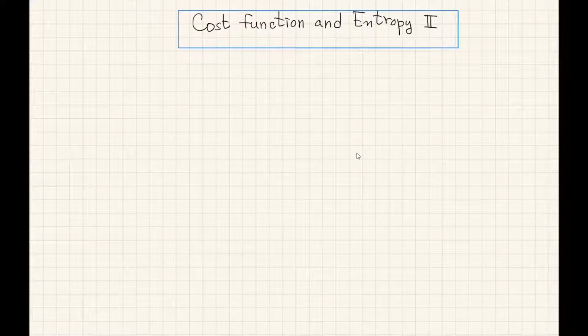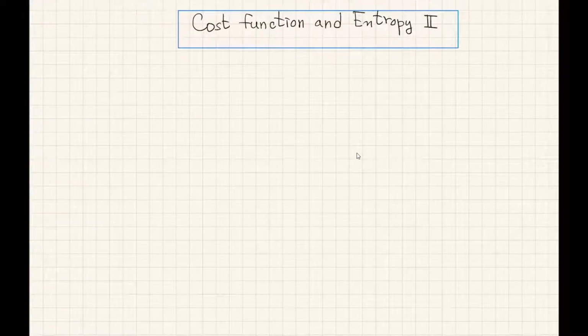Now, today, I'm going to talk about the entropy cost function. Even though we have discussed this subject a little bit in the previous class, I want to complete it in class today.